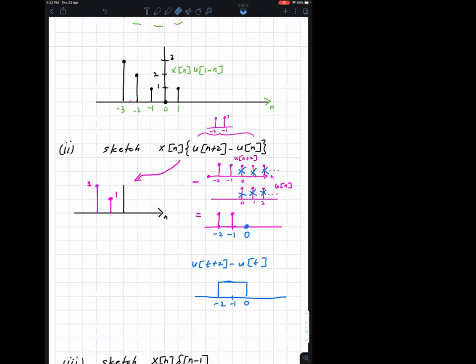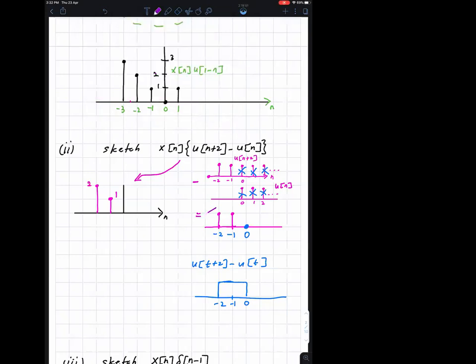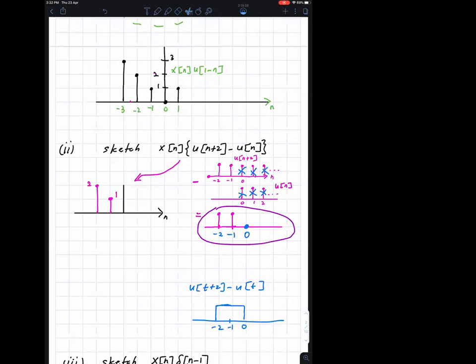All I was saying is like this part here. This part, you can put this separately here. This is for continuous time. This part here is u n plus 2 minus un. Okay.